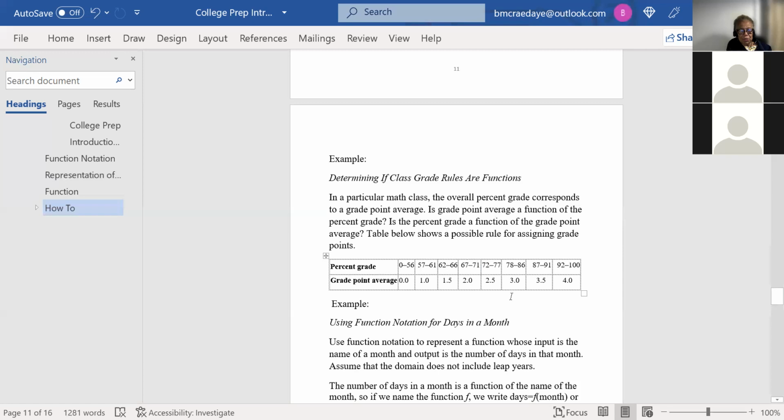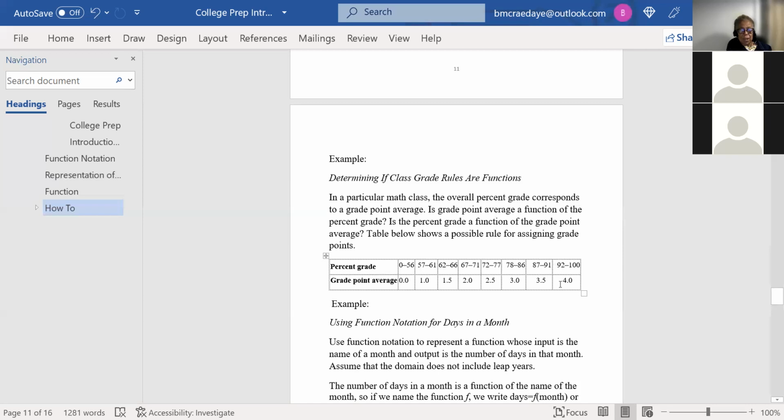Just think about it. When you take classes, you get an average. What is your average dependent upon? It's dependent upon the A's, B's, C's, whatever, but those are dependent upon your percent grade, right? 92 to 100 could be an A, and that's a 4-point average. So the percent grade affects your grade point average.